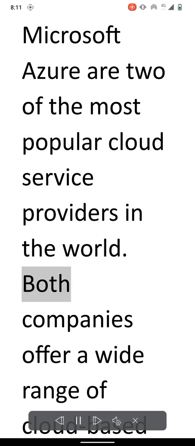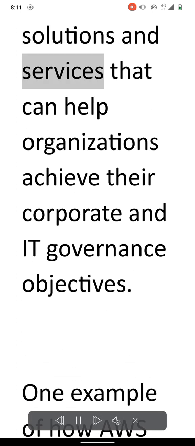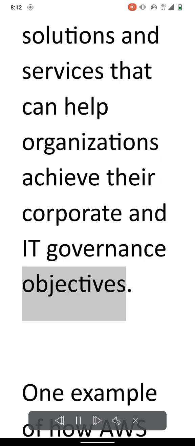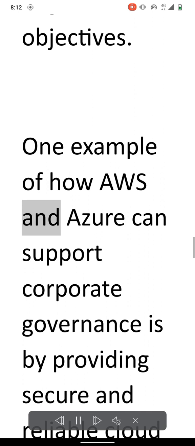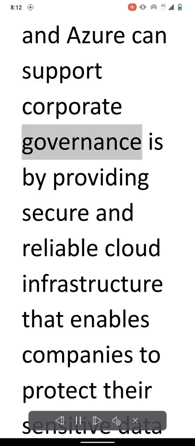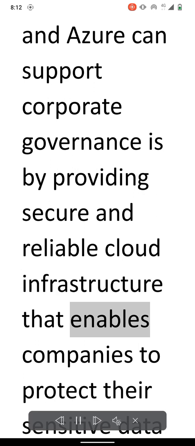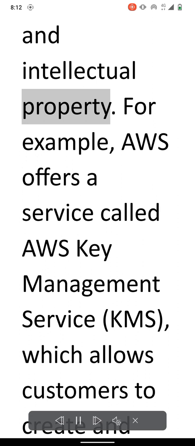Amazon Web Services, AWS, and Microsoft Azure are two of the most popular cloud service providers in the world. Both companies offer a wide range of cloud-based solutions and services that can help organizations achieve their corporate and IT governance objectives. One example of how AWS and Azure can support corporate governance is by providing secure and reliable cloud infrastructure that enables companies to protect their sensitive data and intellectual property.